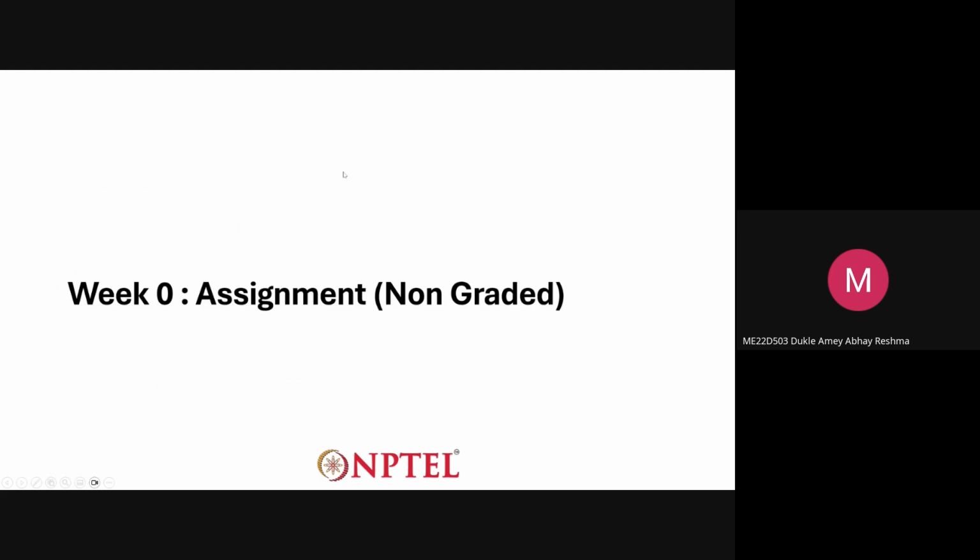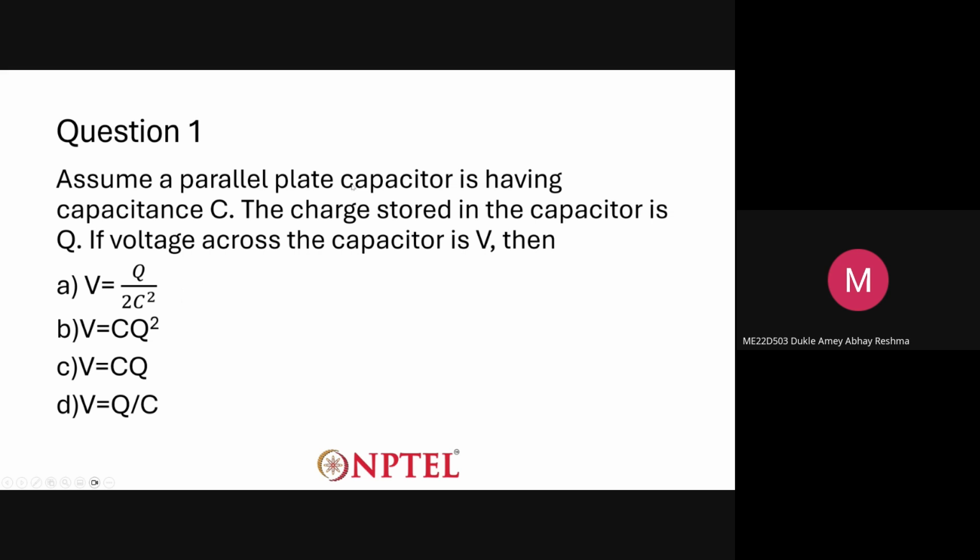Okay, so this is the week zero practice assignment. The first question is, assume a parallel plate capacitor is having a capacitance C. The charge stored in the capacitor is Q. If the voltage across the capacitor is V, we have to find the relation between the voltage and the charge. So what will be the relation? Will it be V equal to Q upon 2C square, V equal to C into Q square, V equal to C into Q, or V equal to Q by C?